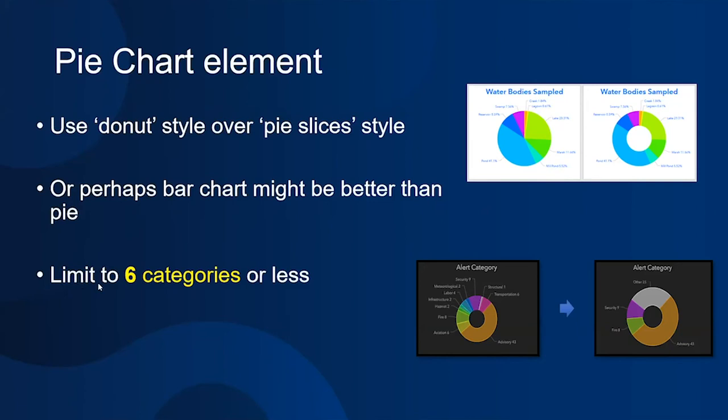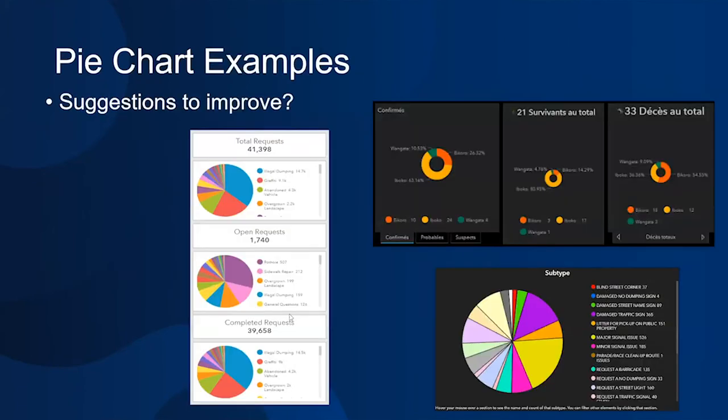We need to limit also the categories to 6 only. This is the recommendation. Again, there is no limitation in the product itself, but it's recommended to have 6 categories in the pie chart only, or less than 6 categories. We have some examples here about the pie chart. If you can see here, we have this kind of pie chart having a lot of types.